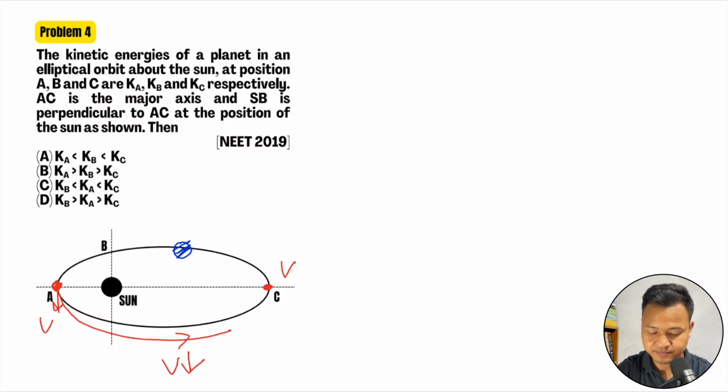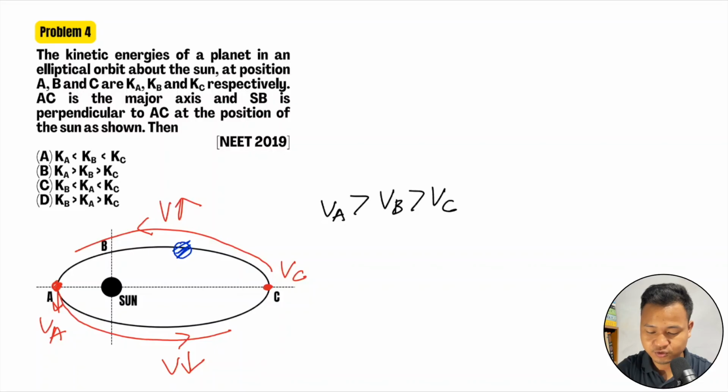So VB, VC. VC will be the minimum, the speed decreases, and A is the maximum. Now the relation is pending for VB and VC.